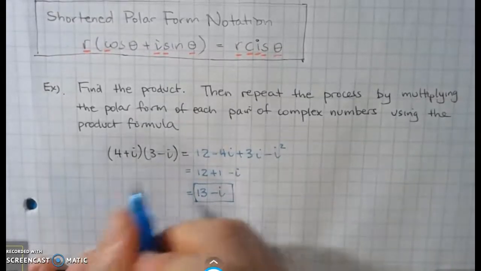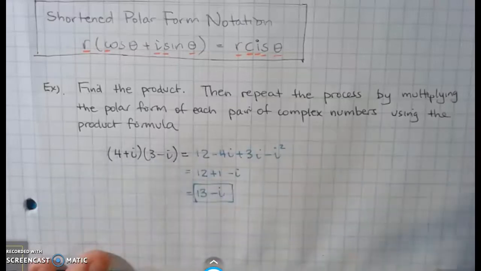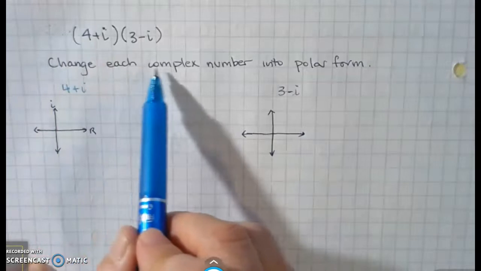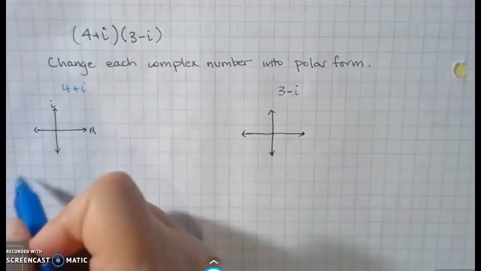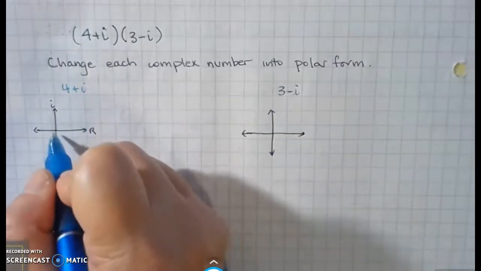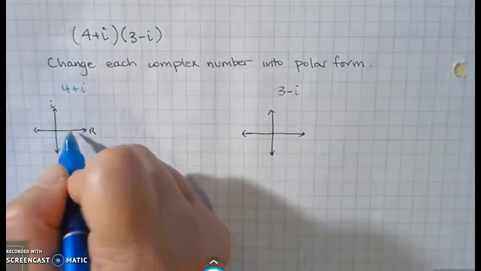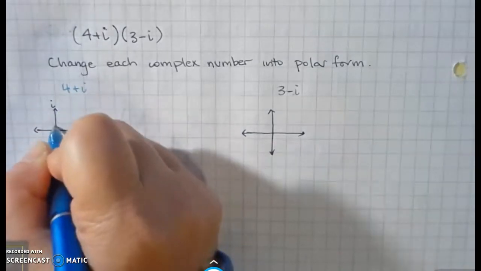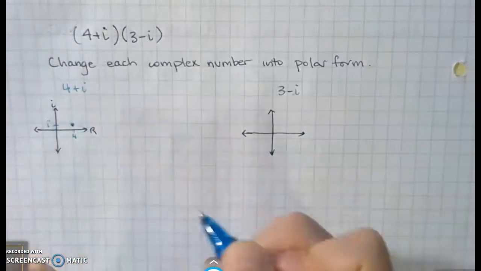And we are going to try to convert each of the complex numbers into polar form and use the product formula. So the first thing we need to do is change each of the complex numbers into polar form. So let's start with 4 plus i. The first thing I'm going to do is just do a quick sketch. 4 plus i on the polar plane, the real number is 4. So let's just call this 4 here. And positive 1 will be i right there. So it's going to be in quadrant 1.